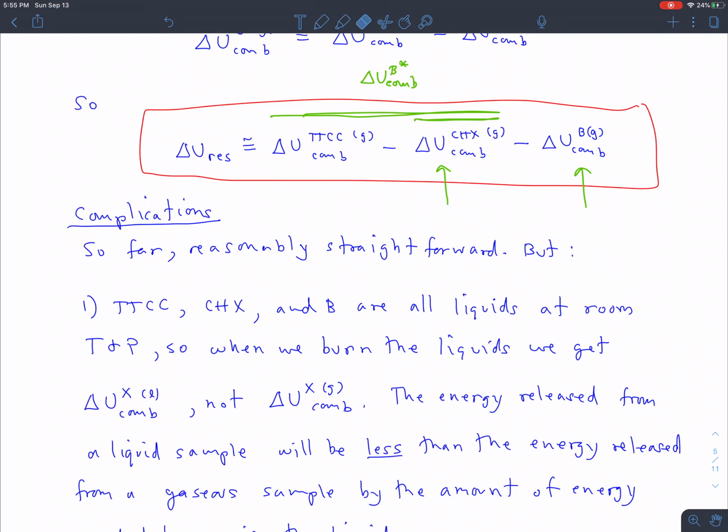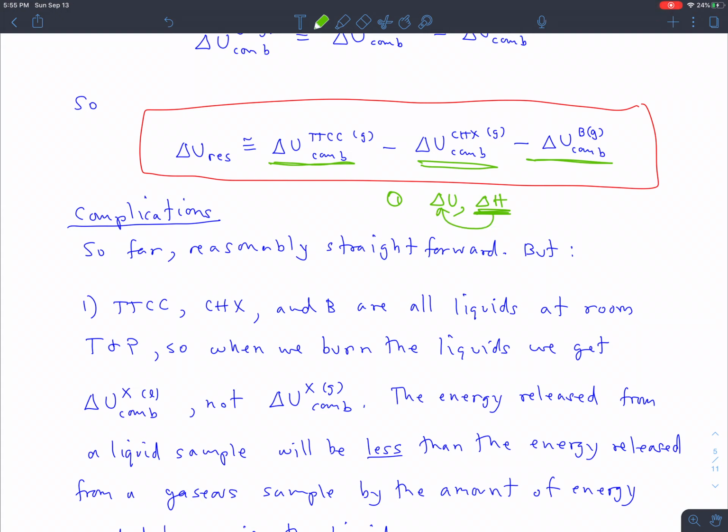That's all reasonably straightforward, and this relationship that I have here outlined in red would be just fine for the calculations for this lab, except that we're only going to burn TTCC. We're not going to burn the other two. We're going to use literature values for these other two quantities, but we don't have delta U values for the literature. We only have delta H values. That's one complication. We need to somehow get delta U values from delta H values in the literature.